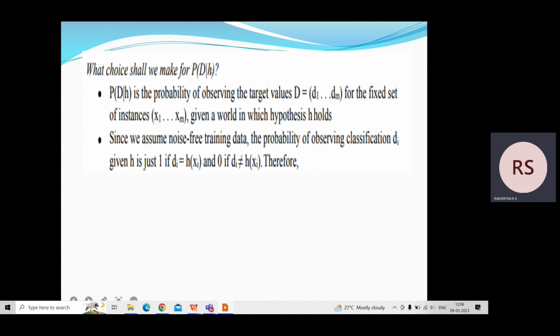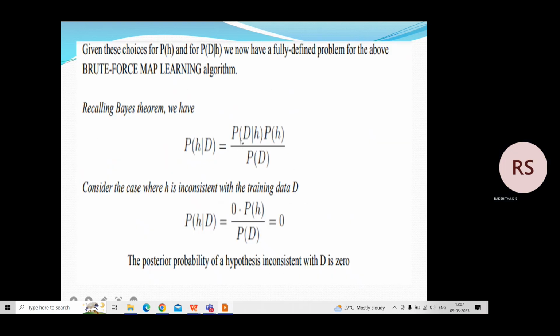What should be taken for the probability of D given H? Here, the probability of observing the target values should be a fixed value. So the probability of D given H is either 1 or 0. It is 1 if di is equal to h of xi for every xi, and 0 otherwise. So here, in place of P of D given H, we give the value as 0, so totally this will become 0.